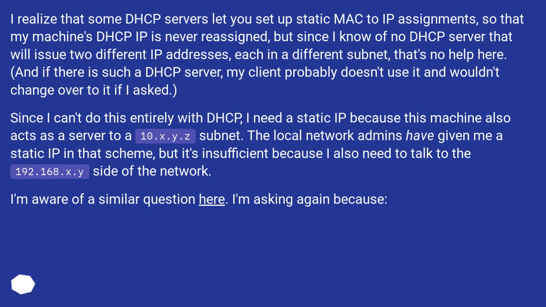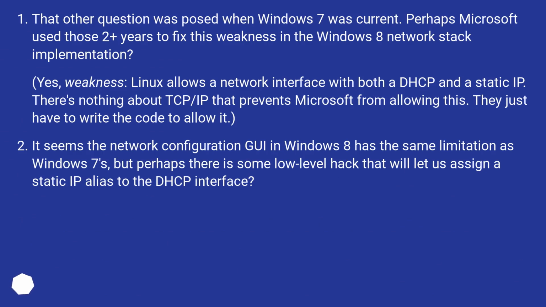I'm aware of a similar question here. I'm asking again because that other question was posed when Windows 7 was current. Perhaps Microsoft used those 2+ years to fix this weakness in the Windows 8 network stack implementation? Yes, weakness. Linux allows a network interface with both a DHCP and a static IP. There's nothing about TCP/IP that prevents Microsoft from allowing this. They just have to write the code to allow it.